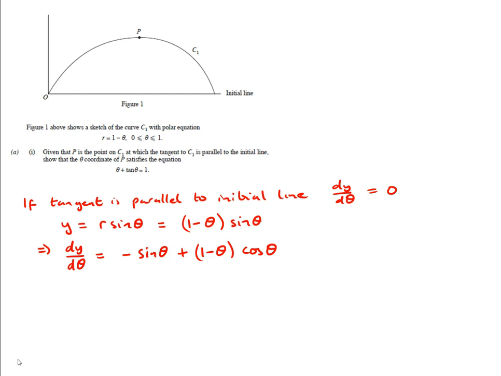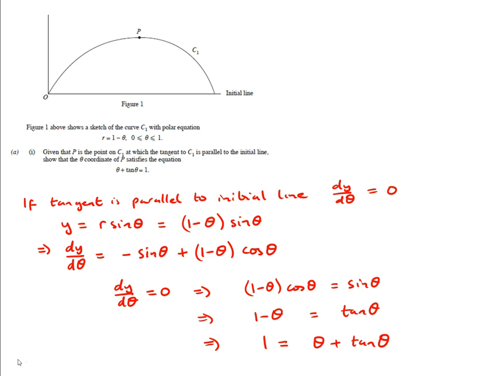We want dy by d theta to equal 0, which means that I've got to have 1 minus theta cos theta equaling sine theta, or in other words, if we divide through each side by cos theta, I must have 1 minus theta equals tan theta, which gives me immediately theta plus tan theta must equal 1.